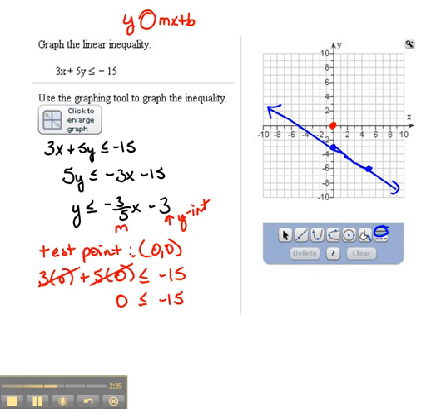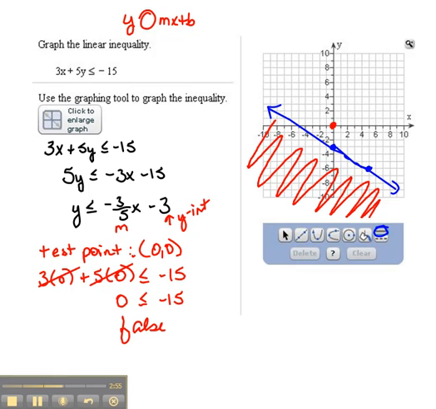Is that a true statement? No, it's not. That's actually a false statement. So the side that contains that point is not part of the solution because it made our inequality false. So instead, we're going to have to shade the other side.